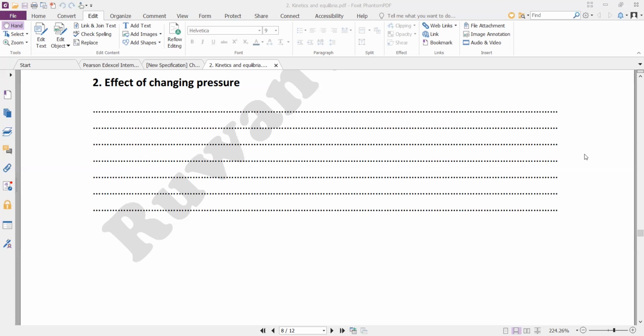At a given temperature, pressure of a gaseous mixture depends on the number of gas molecules in a given volume.